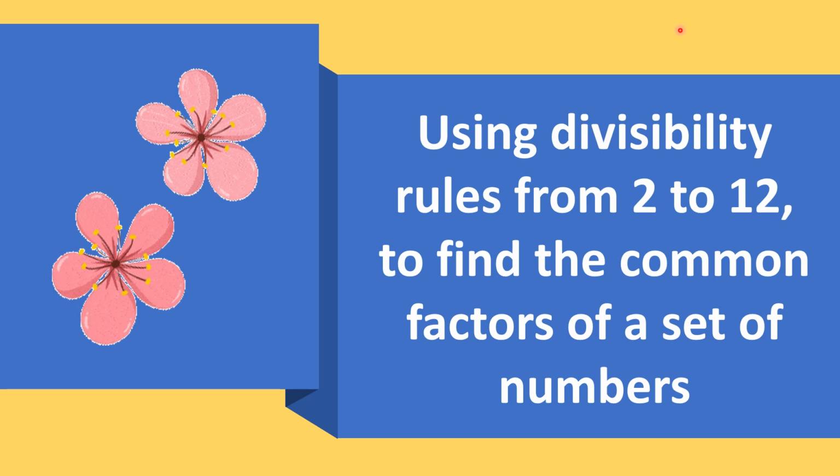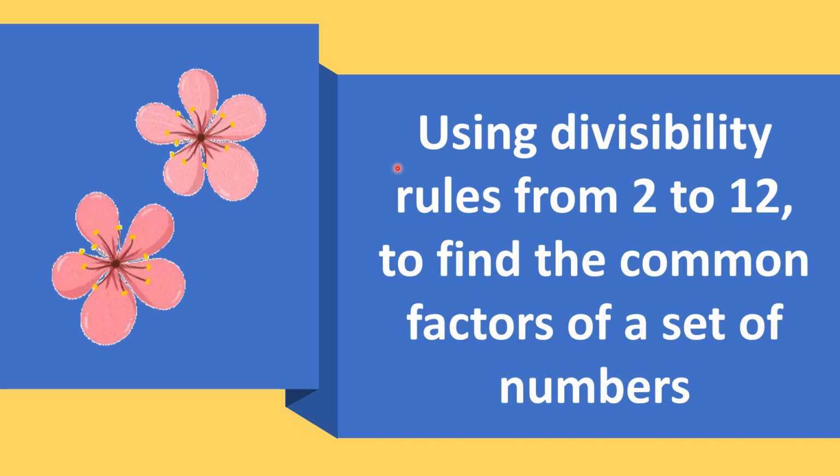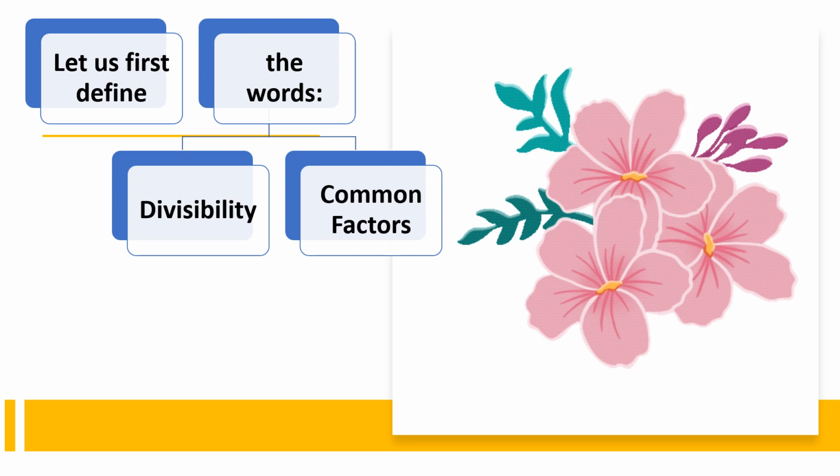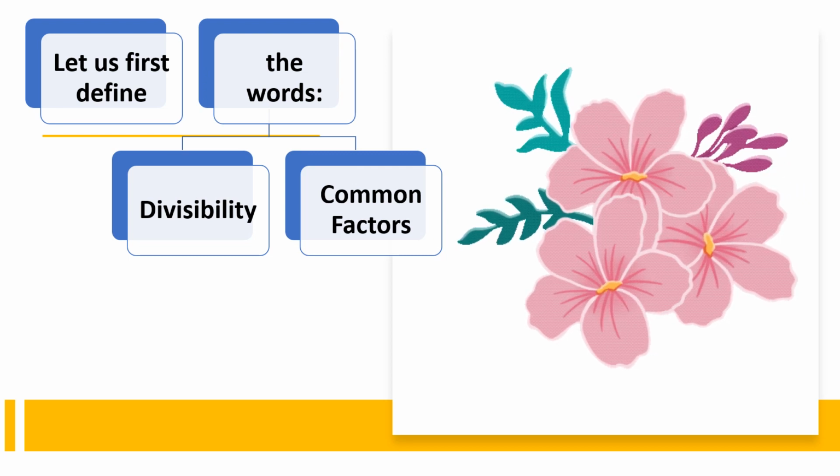This is the skill that we're going to learn today. Use divisibility rules from 2 to 12 to find the common factors of a set of numbers. Let us first define the words divisibility and common factors.